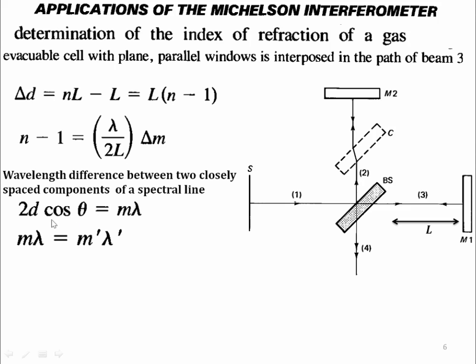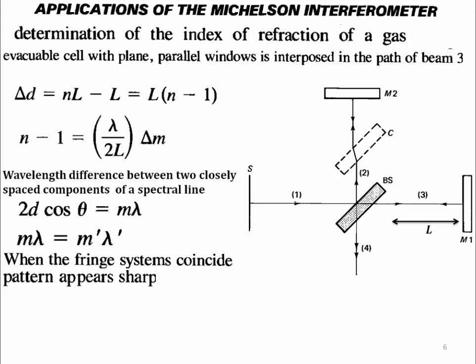And if we are not changing D, say the separation between the mirrors, in that case the left hand side is going to be constant. In that case, if we have two wavelengths, one is lambda, another one is lambda dash, then m lambda should be equal to m dash lambda dash, because the left hand side is totally constant.